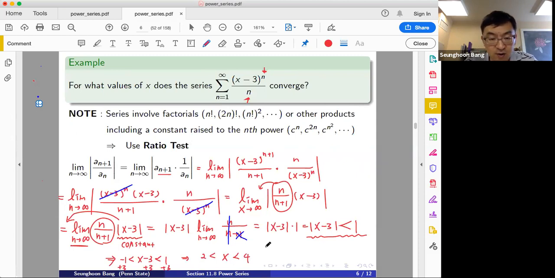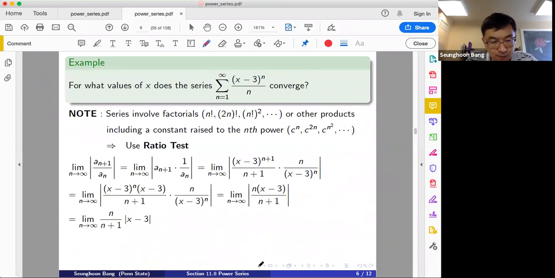This is not the final answer. So what happens at x equals 2? You plug 2 into here. The 2 minus 3 is negative 1, and the absolute value of minus 1 is 1. The limit value equals 1. What does it mean? The test is inconclusive. So we don't know whether the series converges or diverges by using the ratio test at the endpoints. You have to use other tests to check whether the series converges or diverges at the endpoints 2 and 4, only 2 and 4.